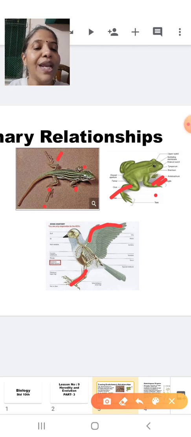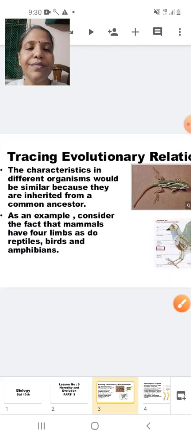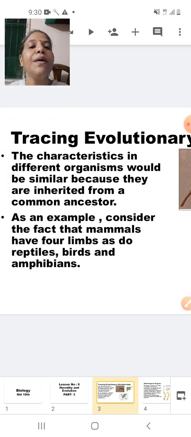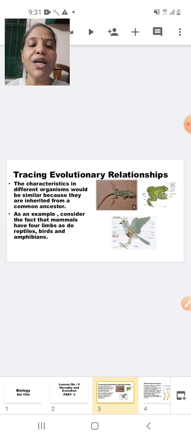Okay, so let us now see the reading part. The characteristics in different organisms would be similar because they are inherited from a common ancestor. So the characteristic in different organisms, which were the different organisms here? The reptiles, the amphibians and the birds were the different organisms. They were similar. Which was the similar character they showed? That is, they were showing 4 limbs because they had inherited it from a common ancestor. As an example, consider the fact that mammals have 4 limbs, as do the reptiles, birds and amphibians. Now let's move over to the next slide.